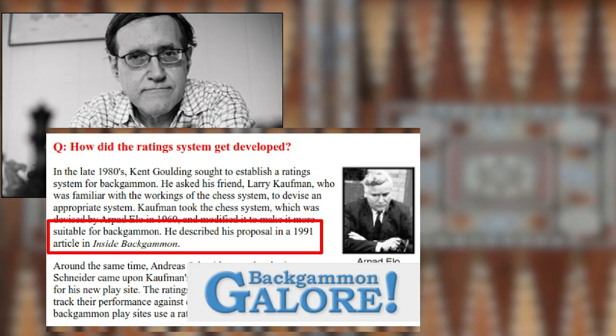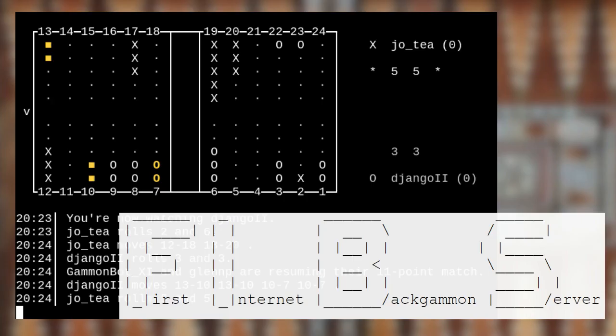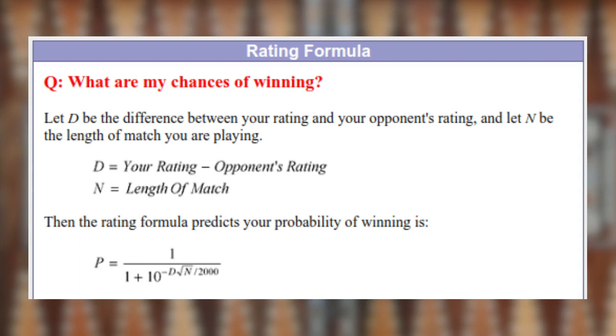The Elo system for backgammon was developed by chess master Larry Kaufman. Kaufman wrote an article in '91. FIBS creator Andreas Schneider saw it, liked it, and used it in FIBS, the first internet backgammon server. Later, it tumbled down into Backgammon Studio. This is the main formula, which converts rating difference into match win probability.